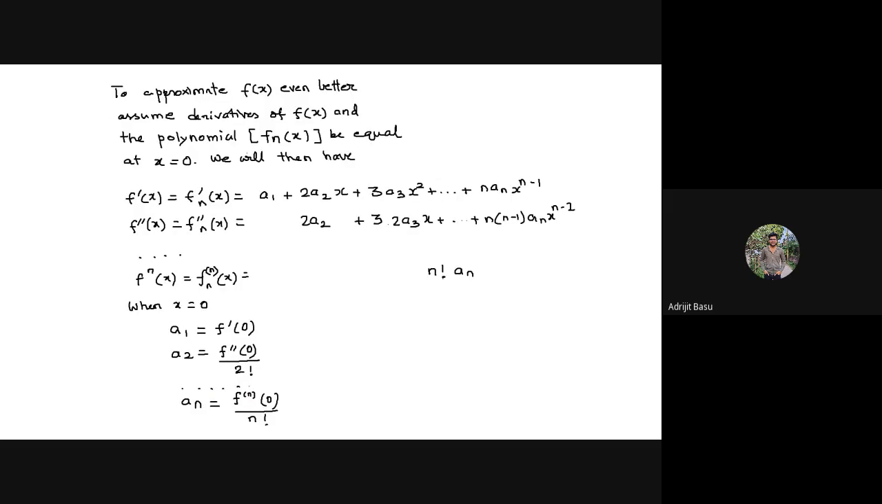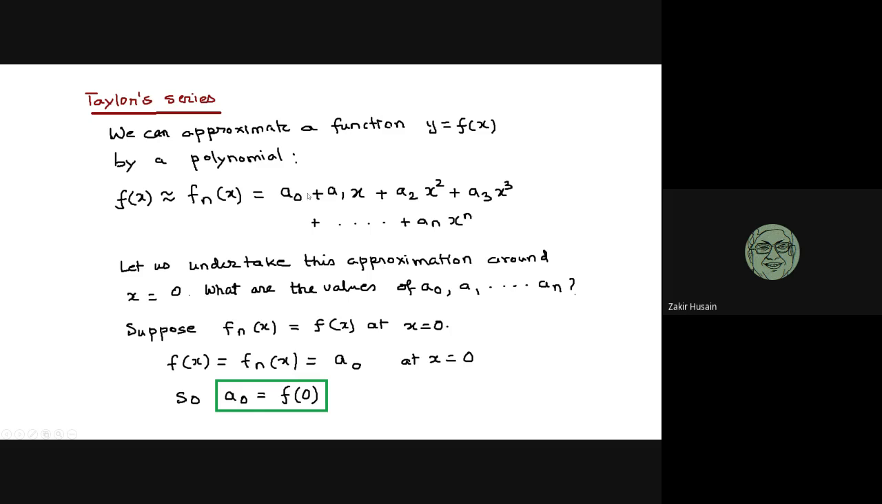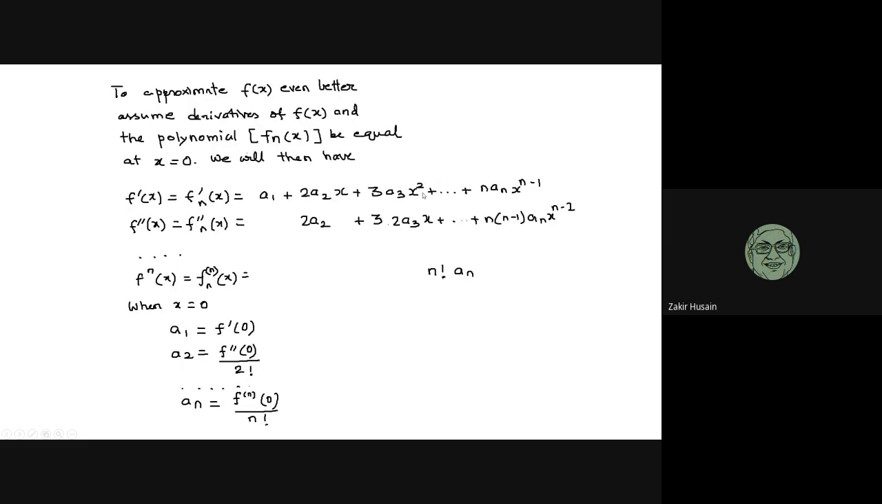Now we know what A0 is. But what about A1, A2, etc.? To find these out, we have to take the derivatives of f(x) and the polynomial f_n(x). So we assume that the derivatives of f(x) and f_n(x) are equal at x equal to 0. So f prime of x and f_n prime of x are equal when x equal to 0.